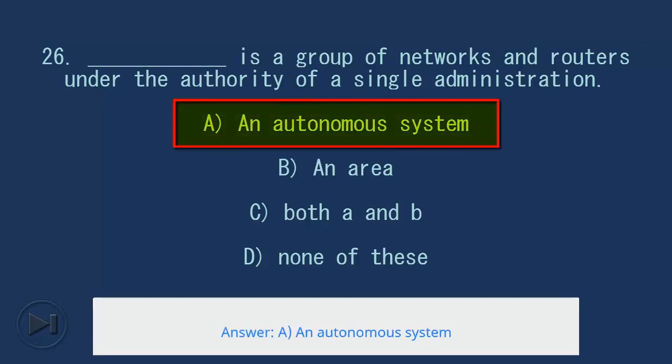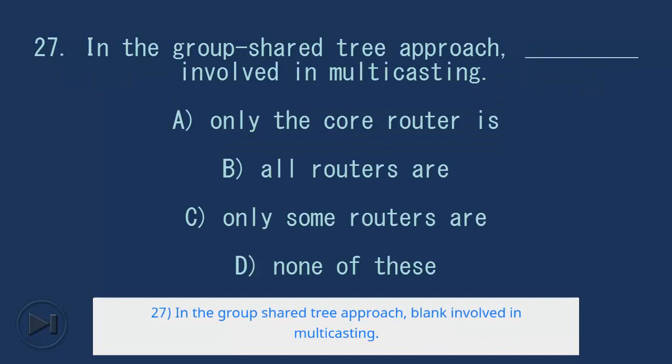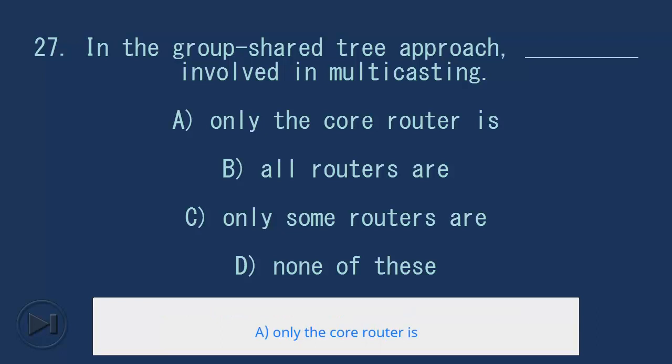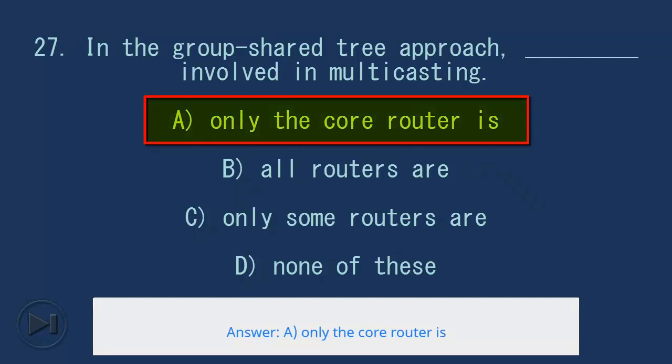An autonomous system. 27. In the group shared tree approach, blank involved in multicasting. A. Only the core router is. B. All routers are. C. Only some routers are. D. None of these. Answer, A. Only the core router is.